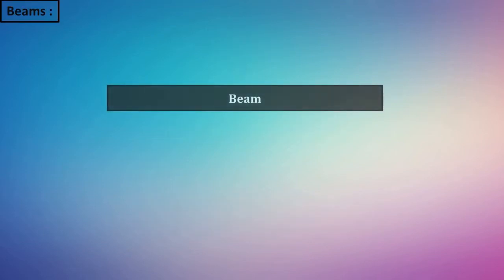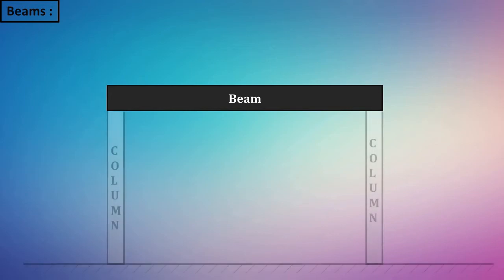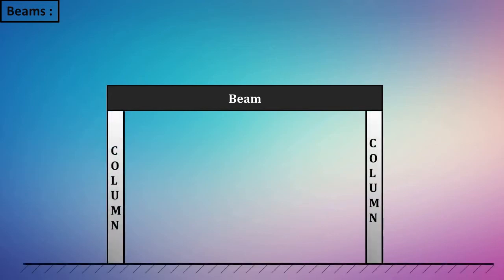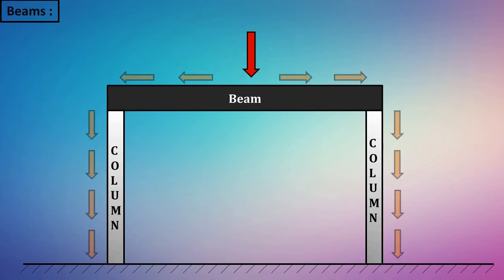When the load acts on the beam, it transfers that load to the end points on which it is supported. For example, if the beam is resting on the column or walls, and if we apply the load on it, it will transfer that load to the column, and from the column, load is transferred to the foundation. I hope now you have understood what is a beam.